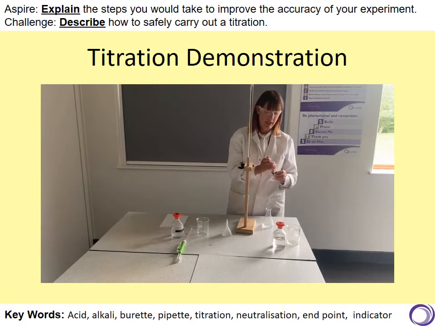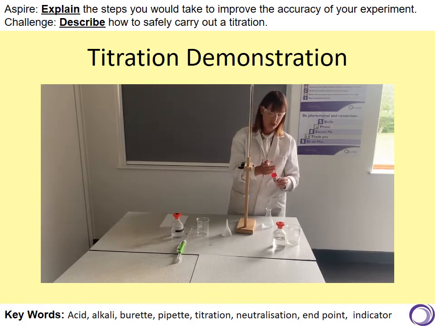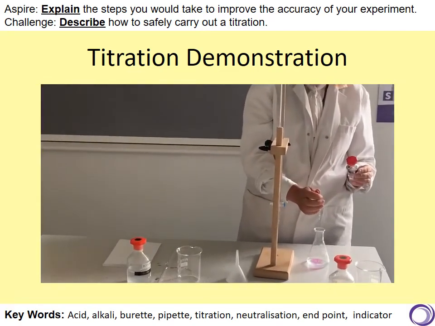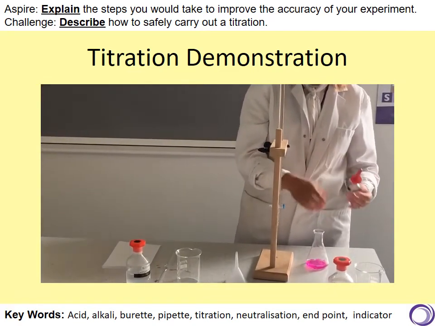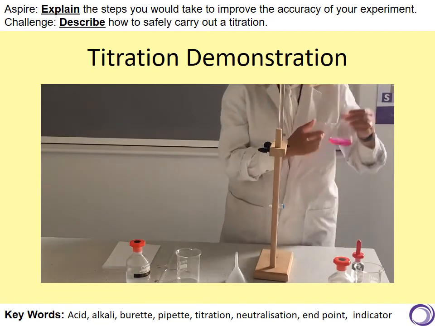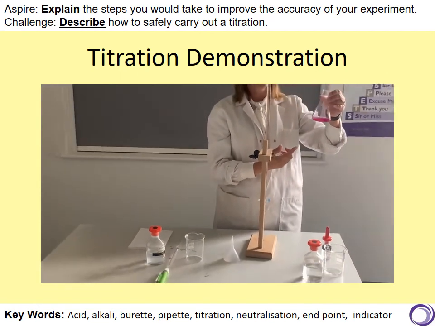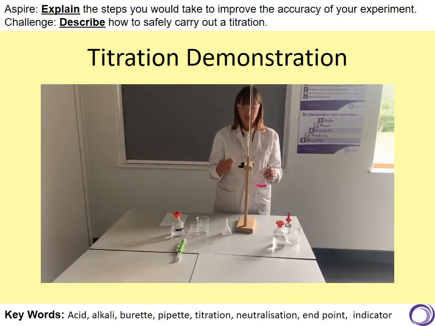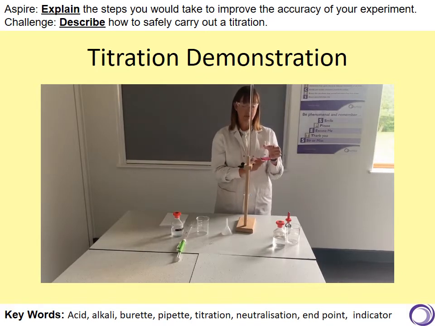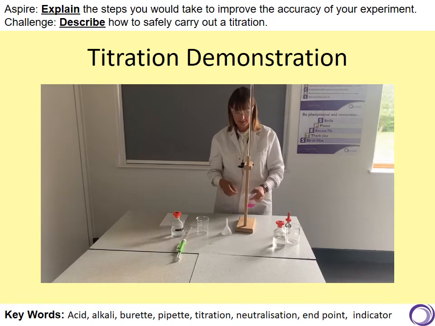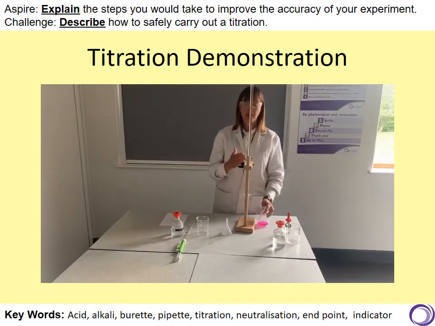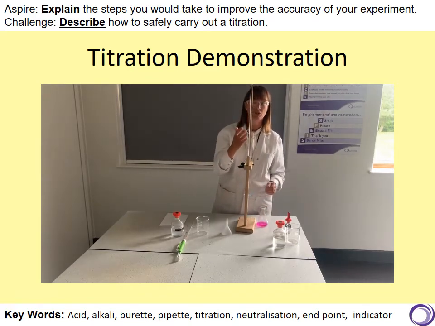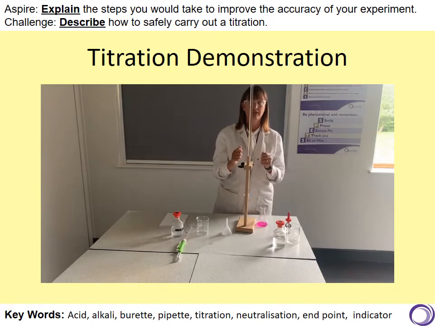This time I am going to use something called phenolphthalein. I'm just going to add a couple of drops to this, and you'll see in alkali, phenolphthalein is this beautiful pink colour. Once we get to neutralisation, it's no longer an alkali, so we've got to pH 7, this will go colourless.